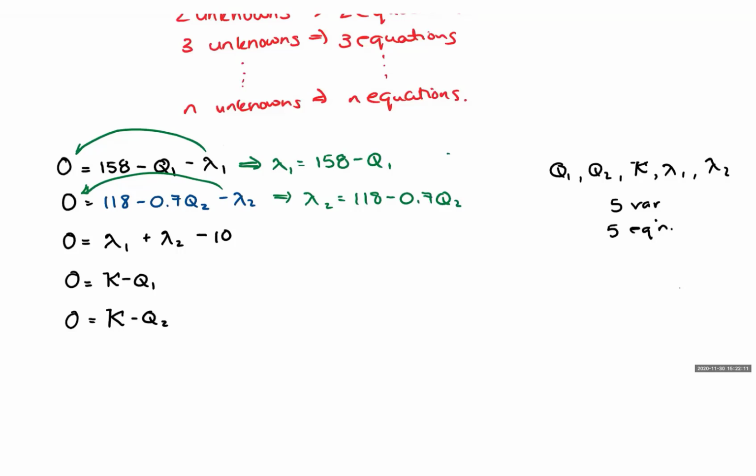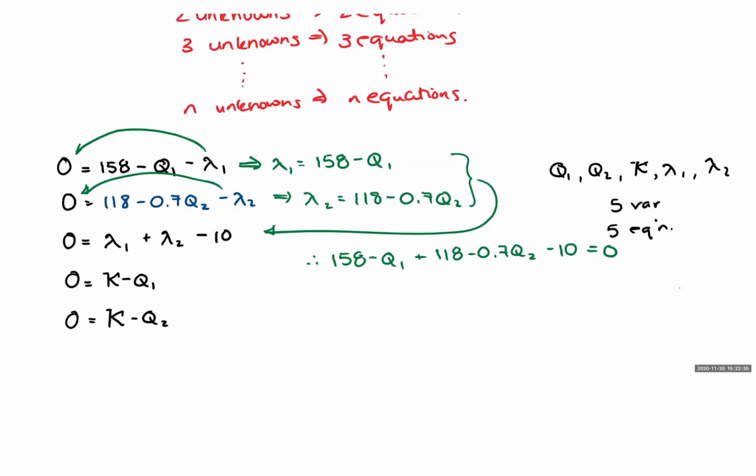Now I'm going to take both of these equations and I'm going to substitute them into the third equation. So therefore, I have 158 minus Q1 plus, now lambda 2, 118 minus 0.7 Q2 minus 10 is all equal to 0.